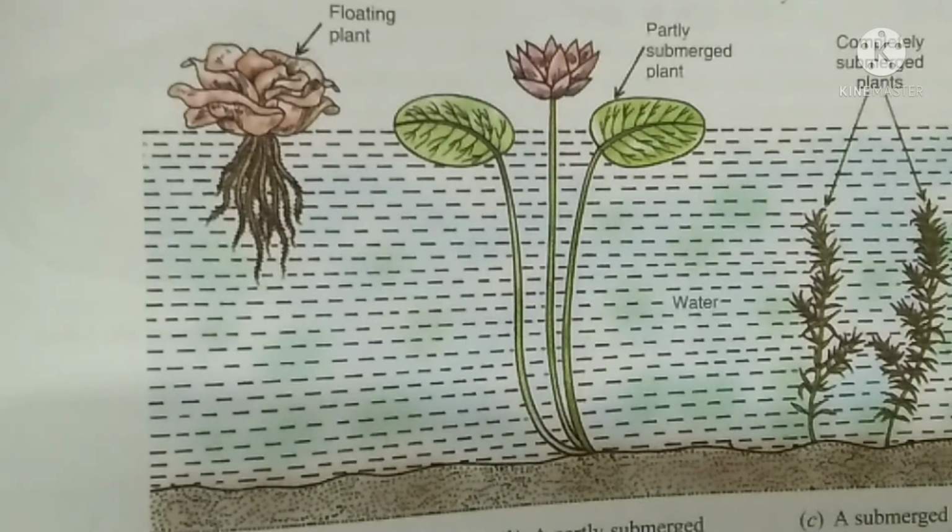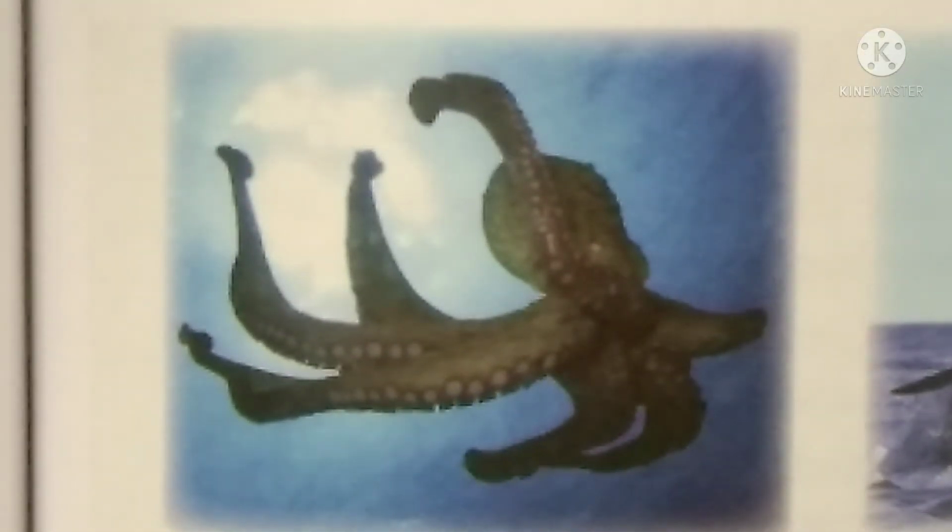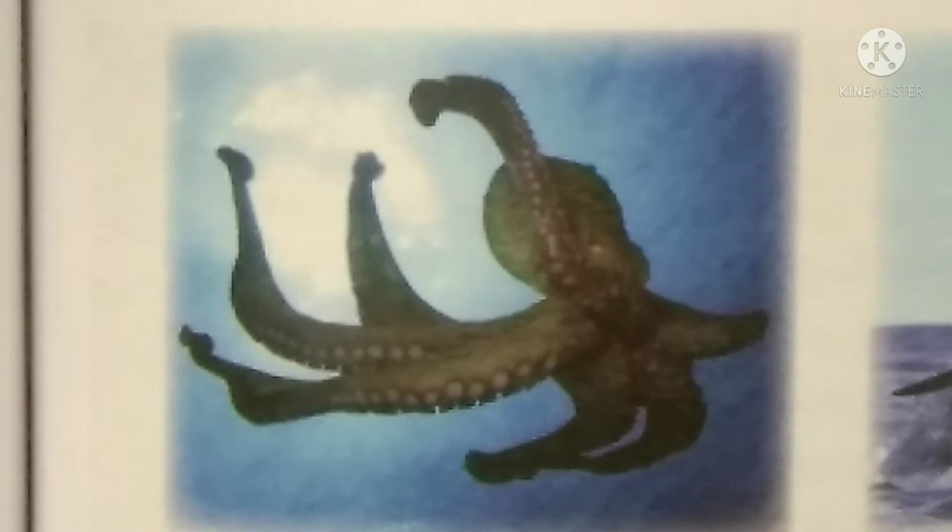Now, the water transporting system, meaning how water is taken from one part to the other, is not properly developed. This type of plant is usually fully submerged under the water. Now, if you think of the animals which stay in water, let us see some of the animals that live in water, which are called aquatic animals.